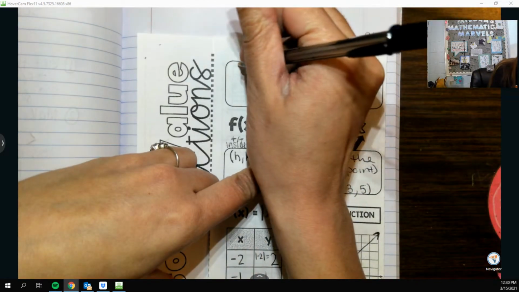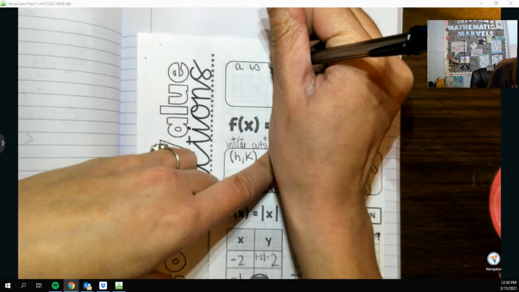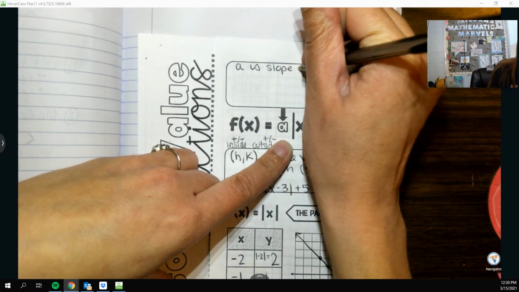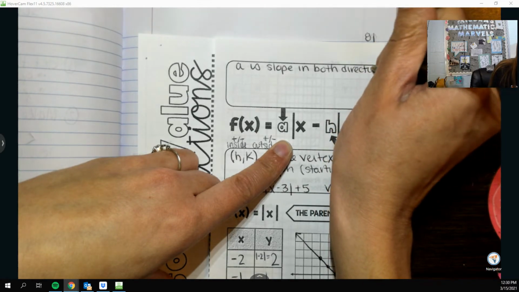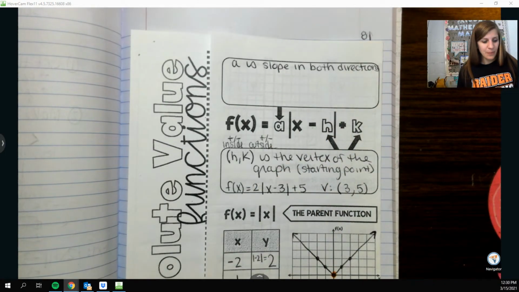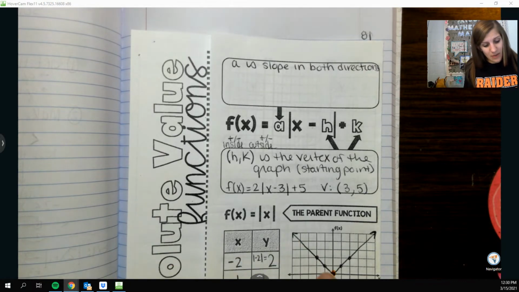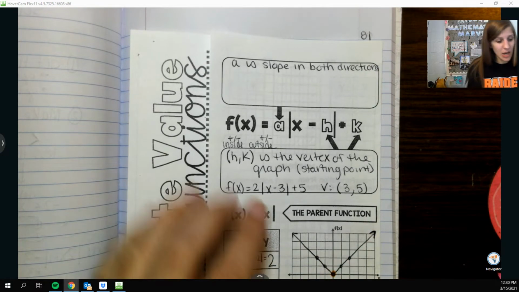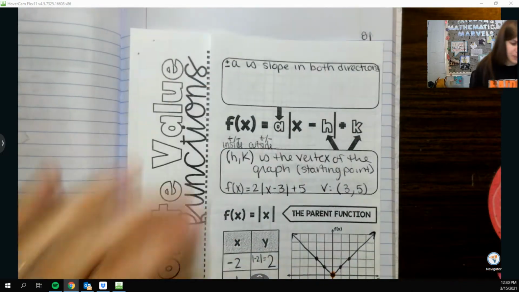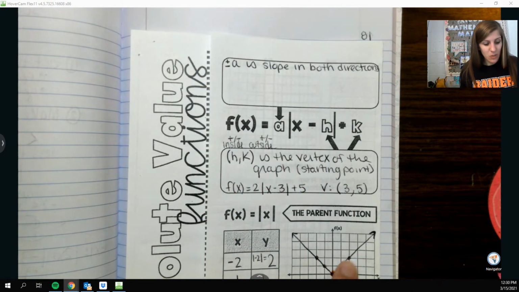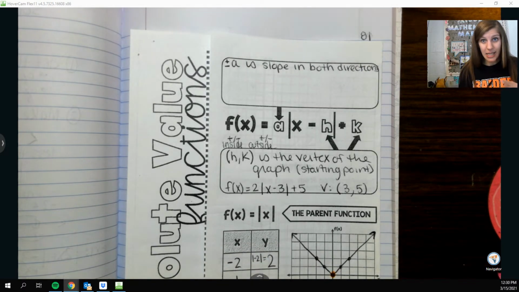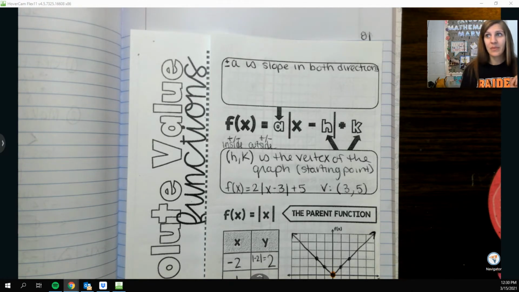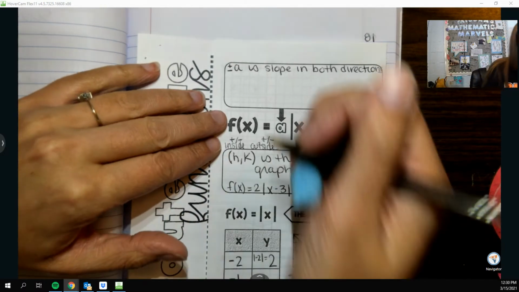So A is slope in both directions to make that V shape. So truly, one of them is negative and one of them is positive. So we'll put a plus or a minus in front. Like here it's 1, but down here it's -1. So whatever A is, you'll do one in a positive direction, one in a negative direction to get both sides of your V.